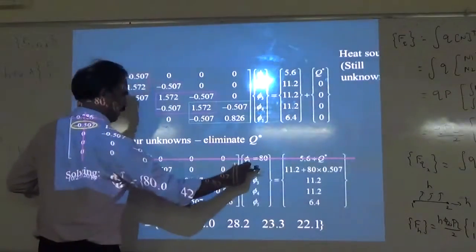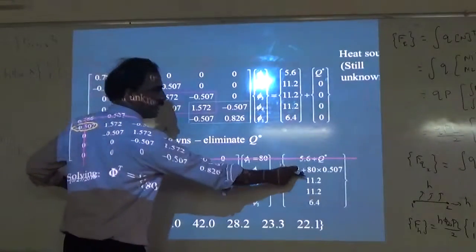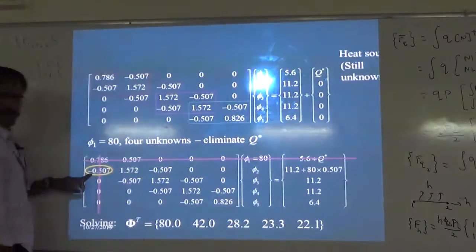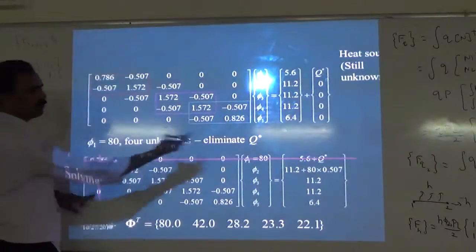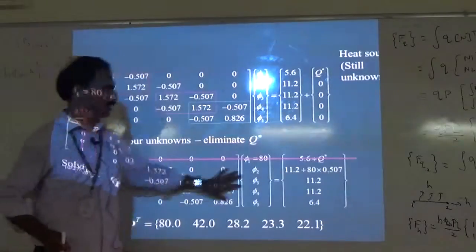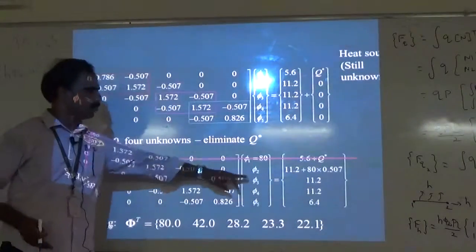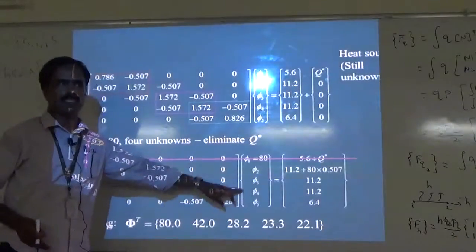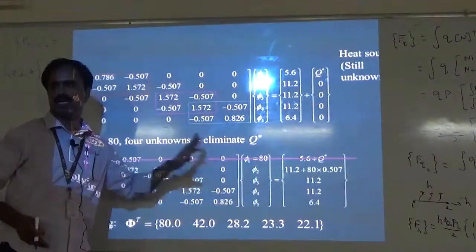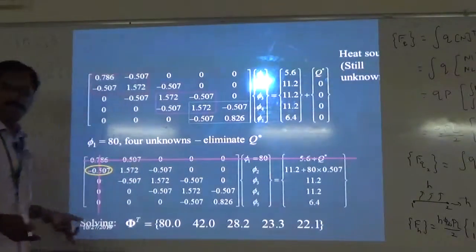Second row: multiply 80 with minus 0.507 and then subtract it. Minus becomes plus there. Other terms are 0, so we need not worry about them. Now using these 4 equations, using this reduced matrix, find Phi2, Phi3, Phi4, Phi5. These are the temperatures at nodes 2, 3, 4 and 5. So this is my nodal temperature.